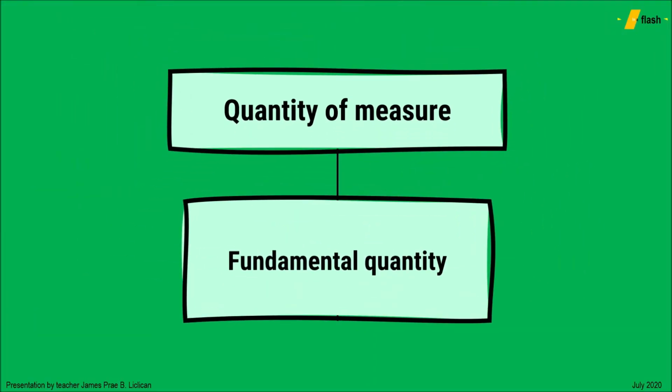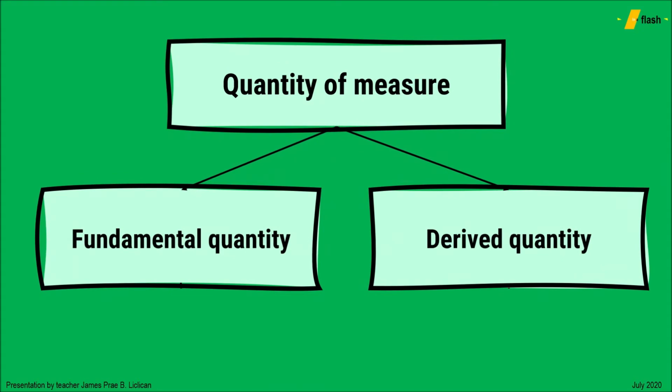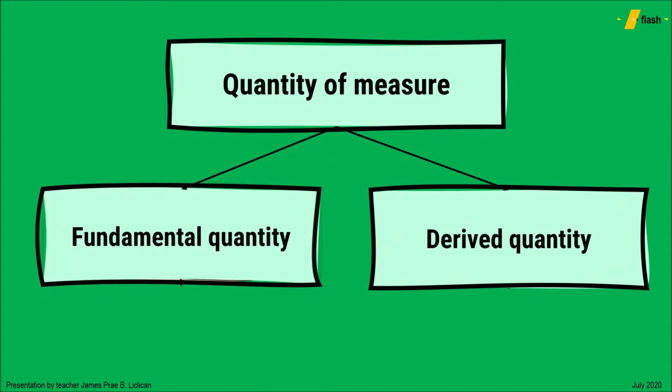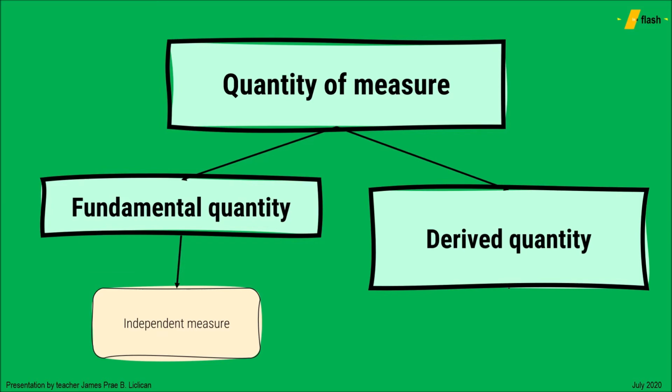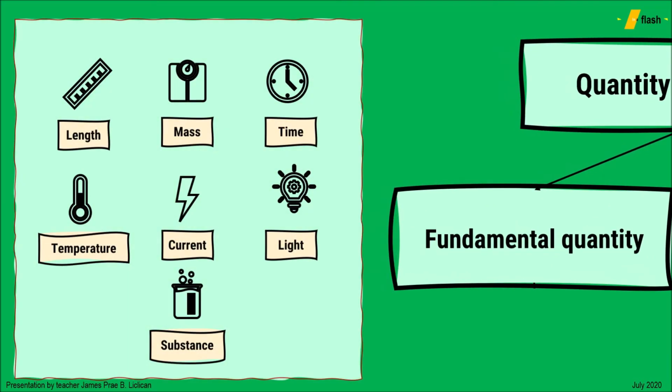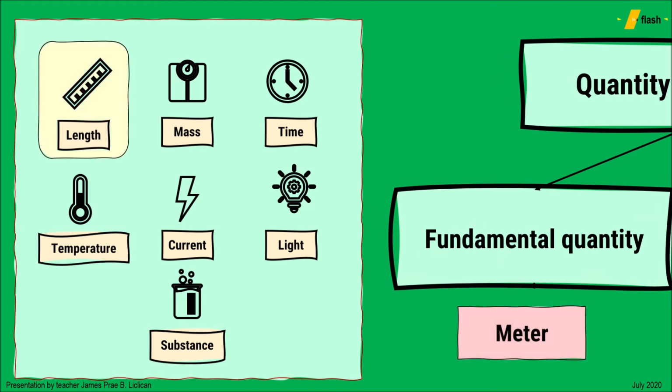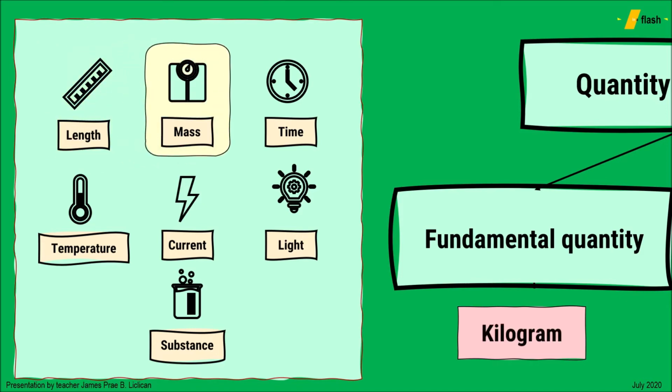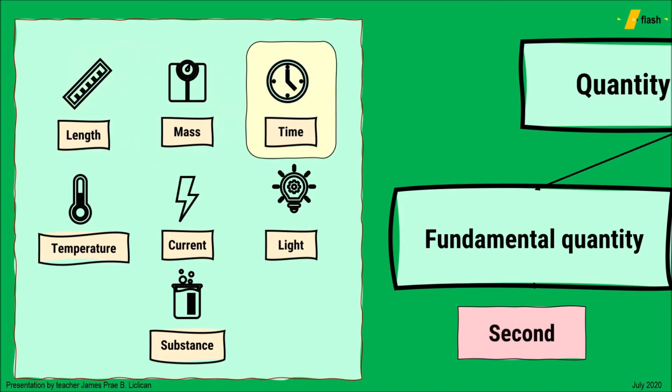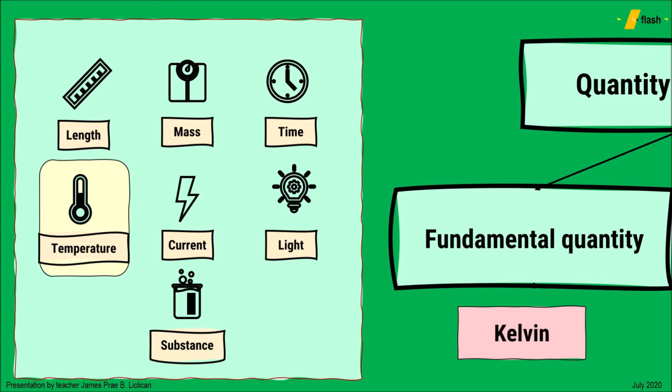The things we measure come in two identities: fundamental or basic quantities and derived quantities. Fundamental quantities are independent measures. These physical quantities can be arranged in the following: length, where its unit under MKS system or SI unit is in meters, mass in kilograms, time in seconds, temperature in Kelvin, current in ampere, light in candela, and substance in mole.